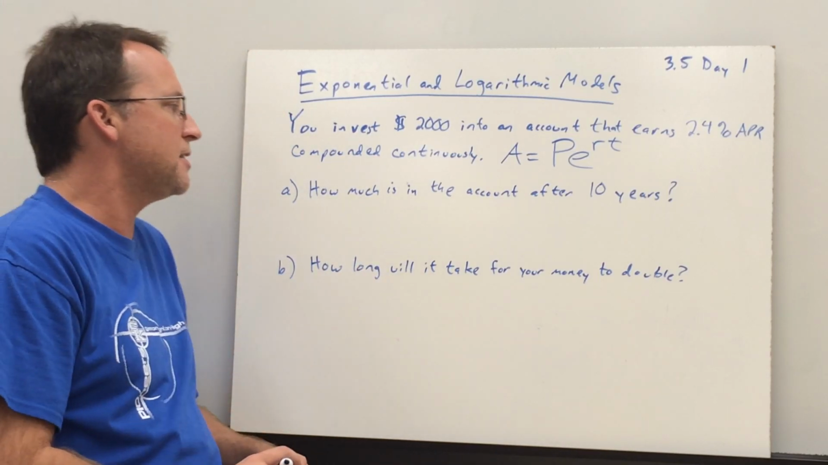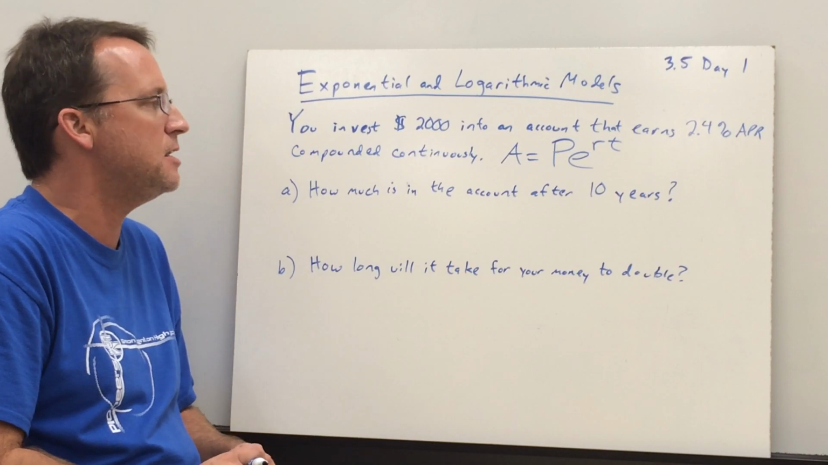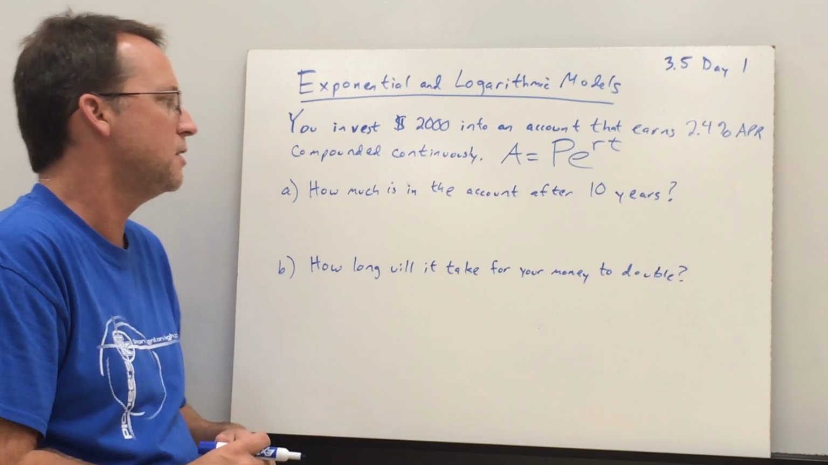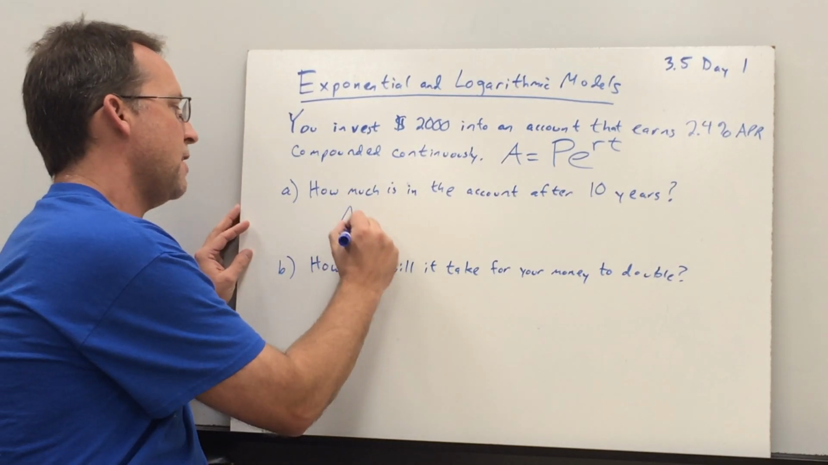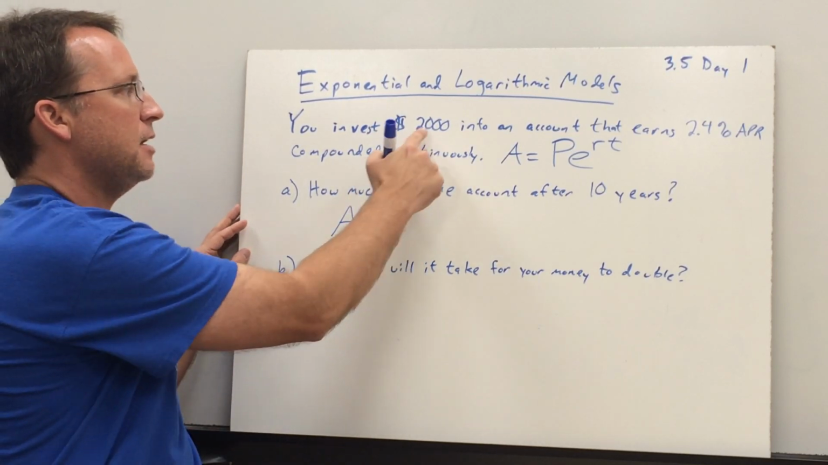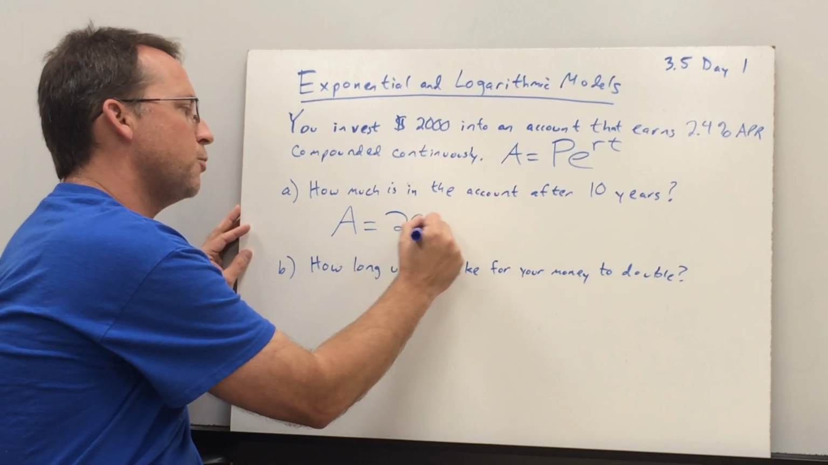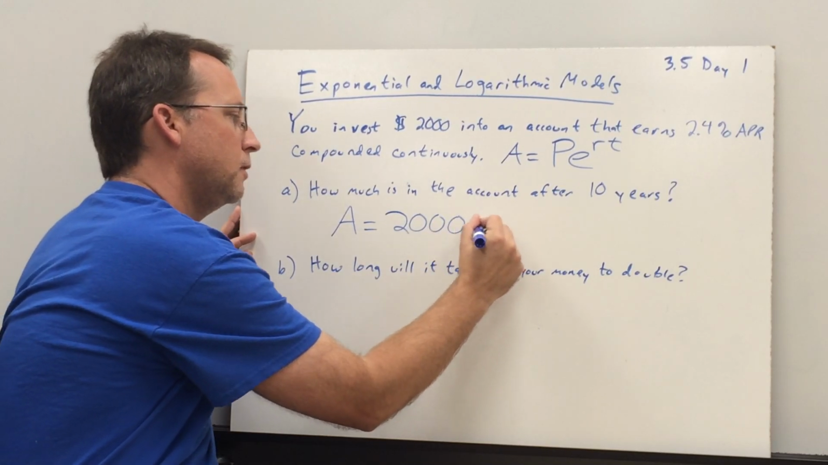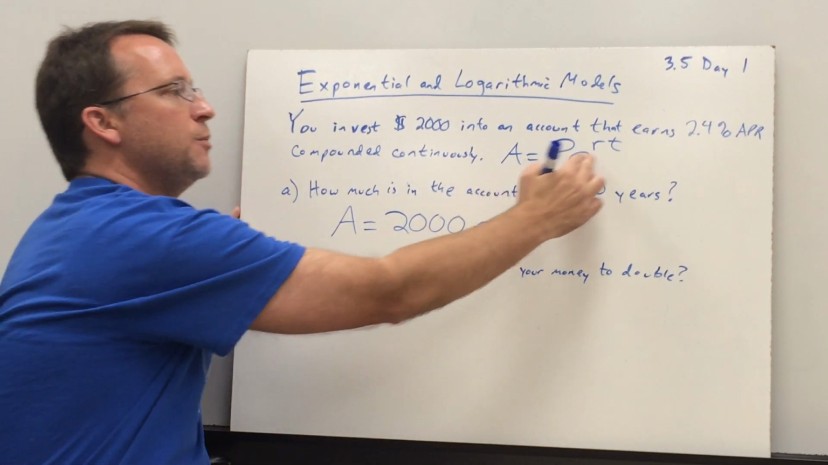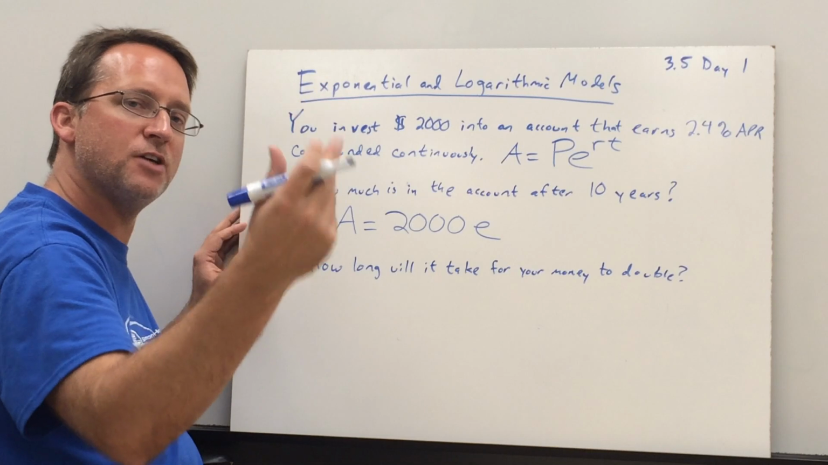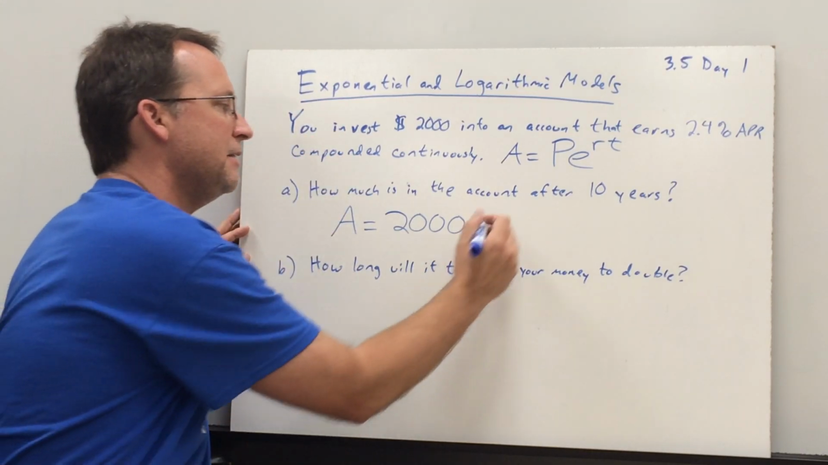So part A of this question says, how much is in the account after 10 years? Well, let's take what we're given and substitute it in. We find the amount in the account by investing $2,000. That's our principal. The exponential constant there. Remember your 2.4%, when you change that to a decimal, move 2 places to the left.